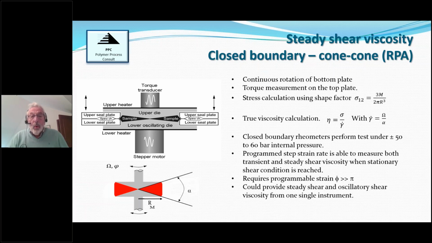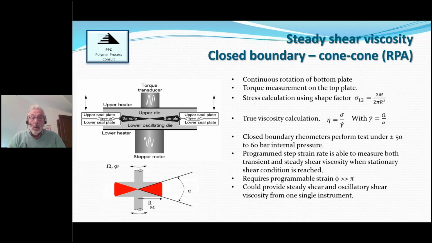What is important is that in an open cavity, if you have a highly elastic and highly viscous material, you're going to have no pressure inside the cavity, so you have slippage and edge fracture. In a closed cavity, edge fracture disappears, and you normally work under 50 to 60 bar internal pressure, completely eliminating slippage. Of course, we use groove dies.